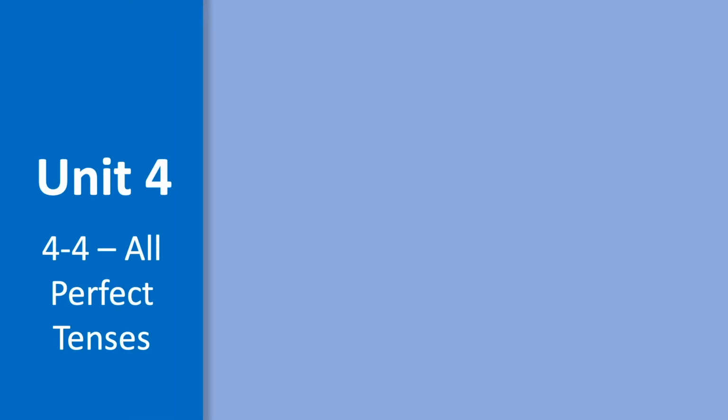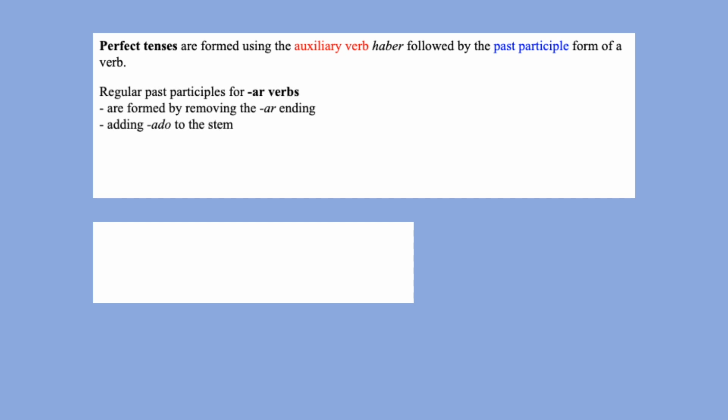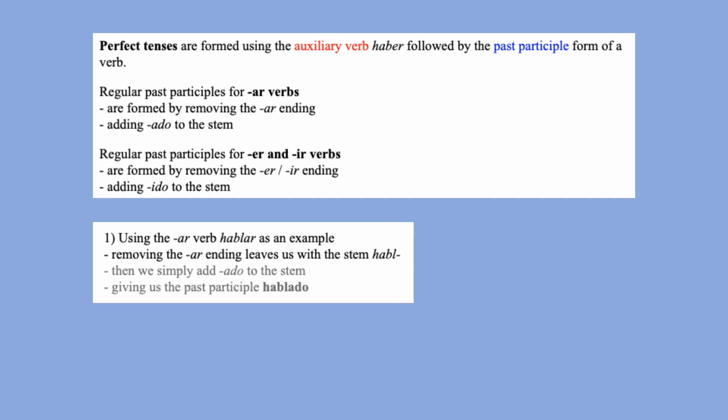Next are the perfect tenses. The perfect tenses use the auxiliary verb haber followed by the past participle form of a verb. For AR verbs to form the past participle, we remove the AR ending and add ado to the stem. For ER and IR verbs, we remove their infinitive endings and add ido to their stem. So for hablar, we remove the AR ending, giving us a stem habl. To this stem we add ado, giving us a past participle hablado.